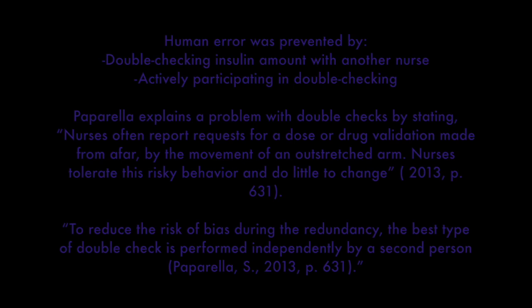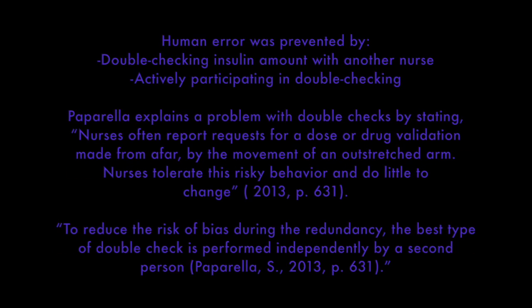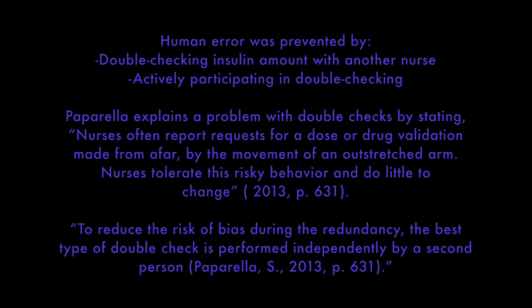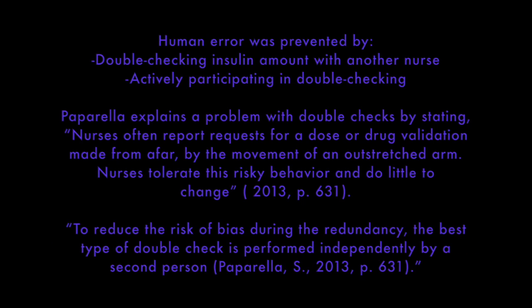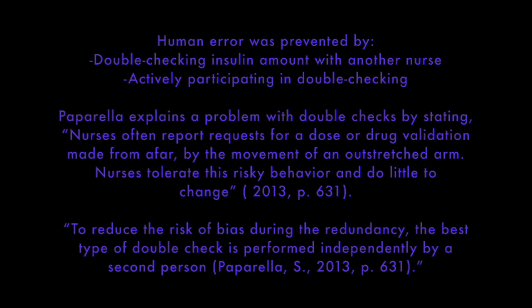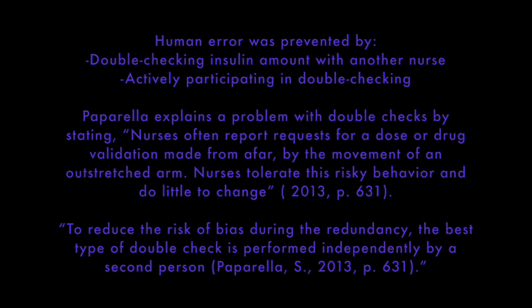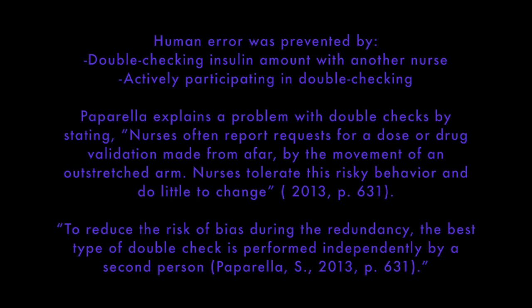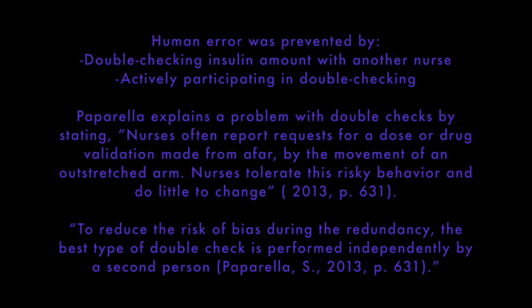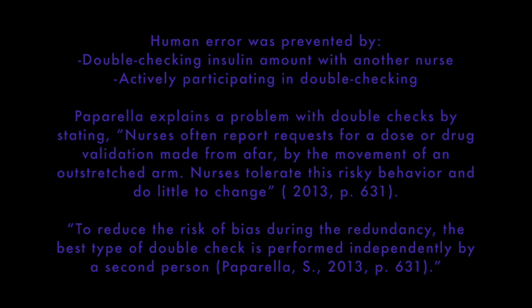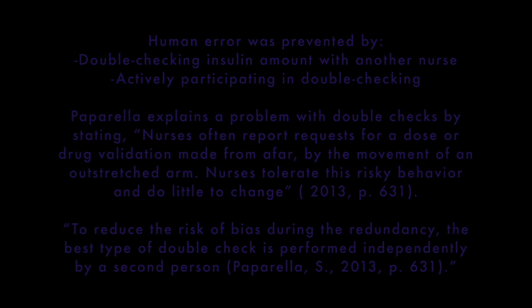Human error was prevented by double-checking insulin amount with another nurse and actively participating in double-checking. Paparilla explains a problem with double-checking by stating nurses often report requests for a dose or drug validation made from afar by the movement of an outstretched arm. Nurses tolerate this risky behavior and do little to change. He also states to reduce the risk of bias during the redundancy, the best type of double check is performed independently by a second person.